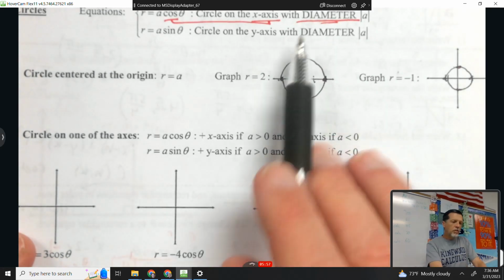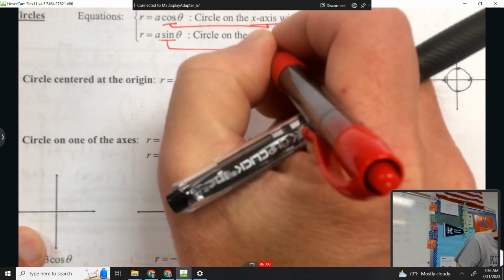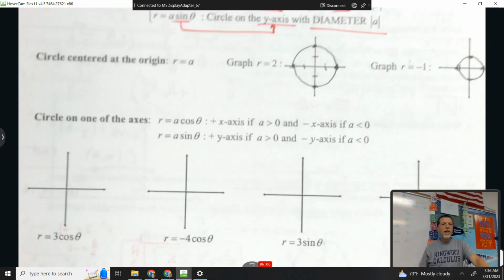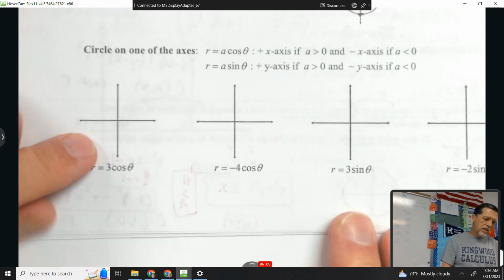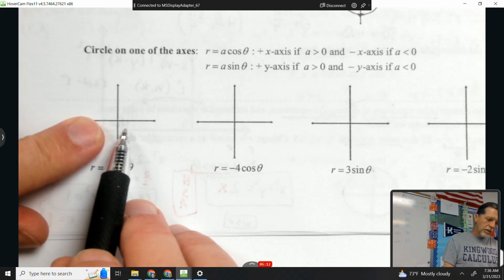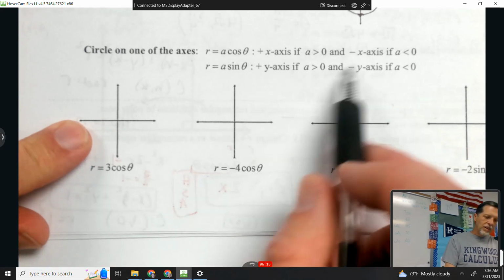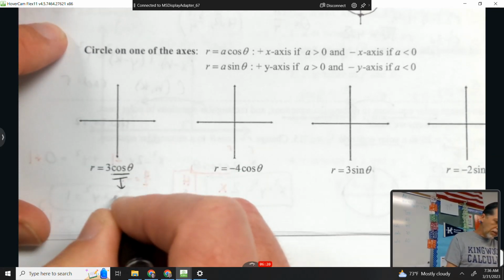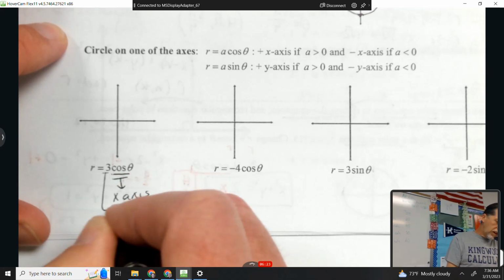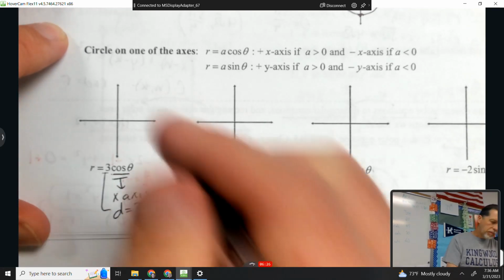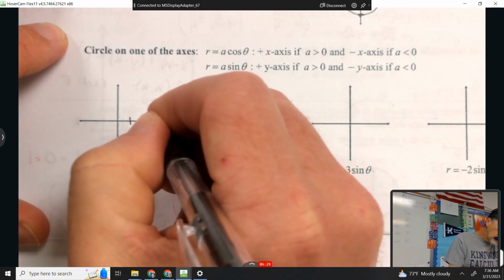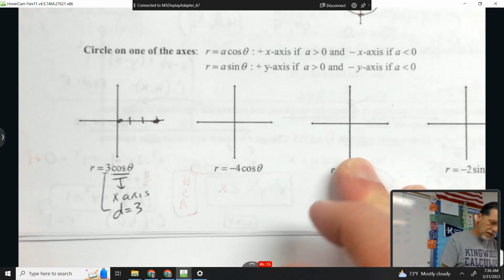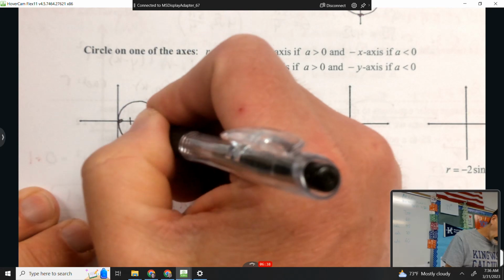Now, the trick is, let's go ahead and say the other one. Sine goes with y. The trick is, it's the diameter that is that number out front. So 3 cosine theta, it's going to be on the x-axis. You don't need to read all this stuff. This will make sense when we do it. So cosine means x-axis, and diameter equals 3. So we'll go out 3. And there's our circle.